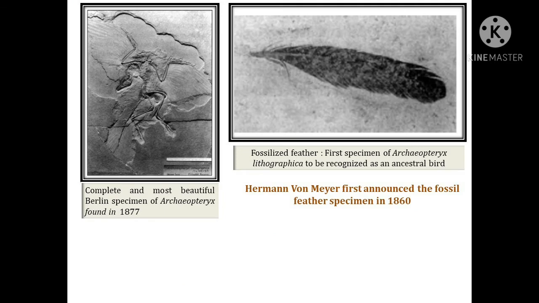This is the complete and most beautiful Berlin specimen of Archaeopteryx, found in 1877, and a fossilized feather, the first specimen of Archaeopteryx lithographica to be recognized as an ancestral bird. Hermann von Meyer first announced the fossil feather specimen in 1860.